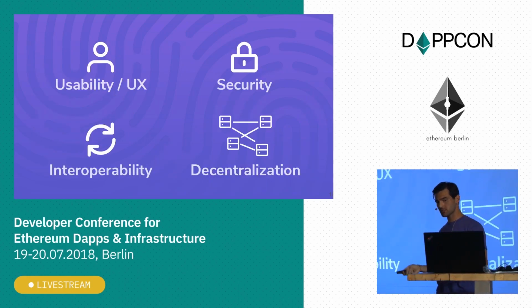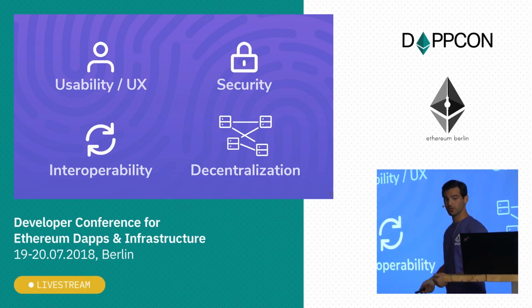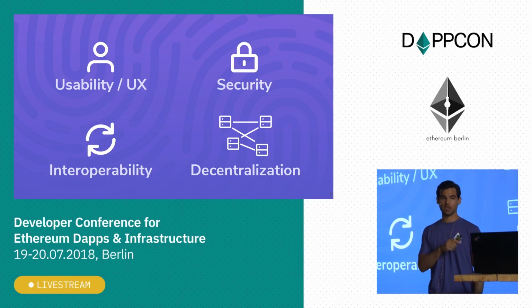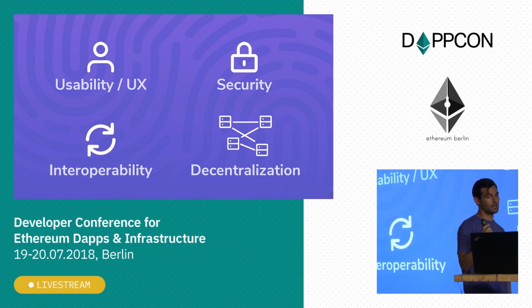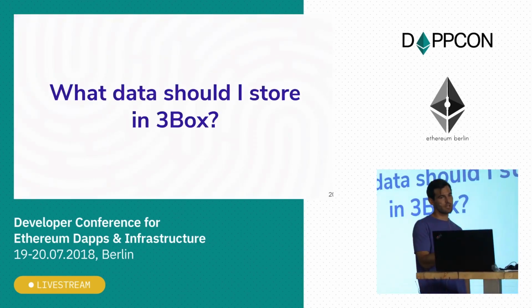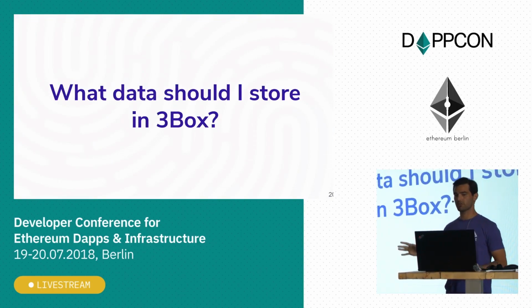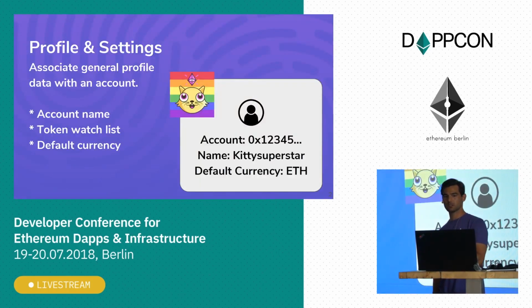Why are we doing this? Just to reiterate, for usability, security, interoperability, and decentralization, which is kind of hard to cover all four. So what are the use cases? I already covered some of them, but I'll go through them in a bit more detail to make it clear. What data should I store in 3-box?